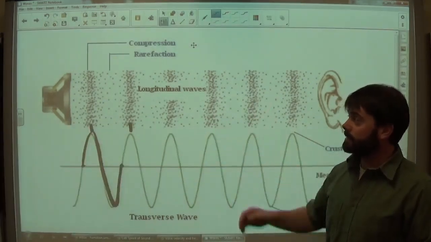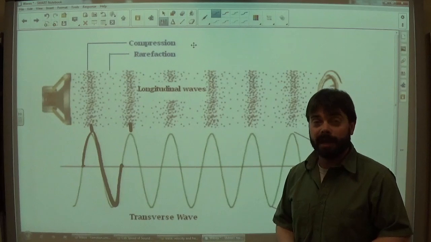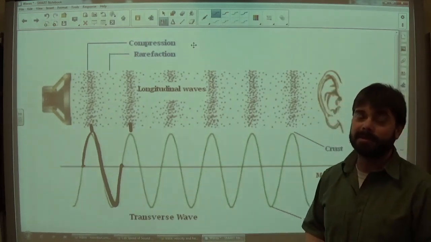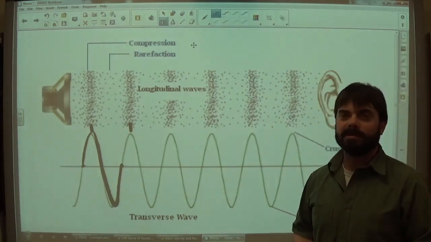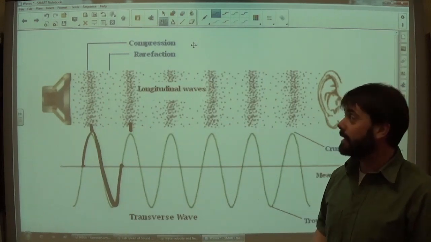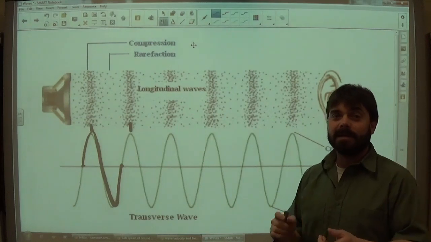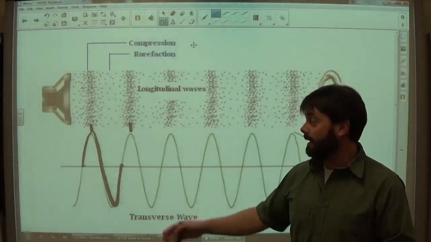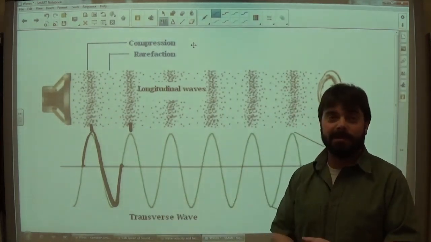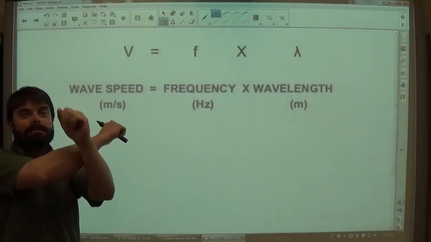The change or oscillation between them is transferring the energy from basically one place to another, because that's really what waves are doing, they're transferring energy from one point to another. Mechanical waves need to travel through some sort of a medium, like solids, liquids, or gases, and electromagnetic waves do not have to travel through a medium.